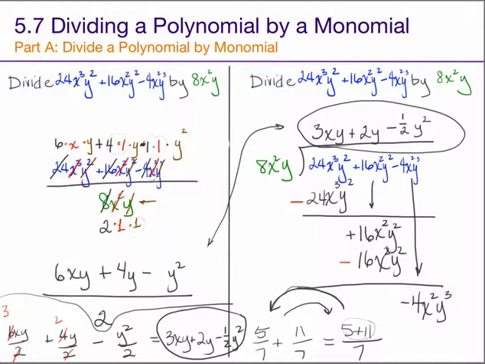In this class, this is by far the most complex of this type of problem that you'll see, at least where we're dividing by a monomial. When we go into section 5.8, things get a little bit more interesting because I'm going to be dividing not just by a monomial, but by a binomial. But that's for the next section.